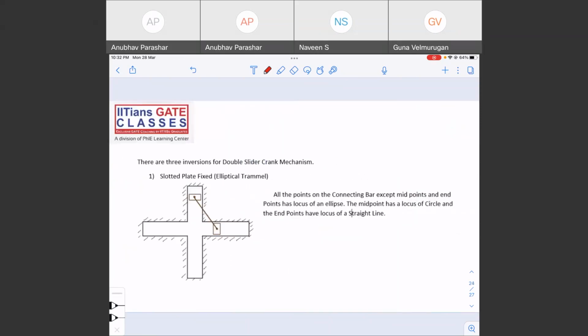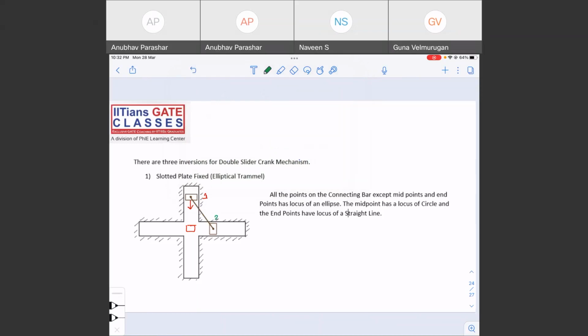Right? Now first, if the slotted plate is fixed, you will get an elliptical trammel. What does the elliptical trammel mean? It means these sliders will keep on moving. When this slider comes down, let me say this is 1, and let me say this is 2. When 1 reaches there, 2 will be somewhere here.